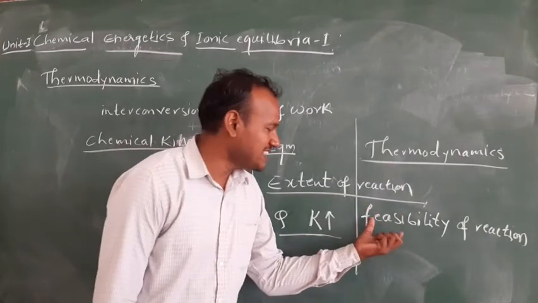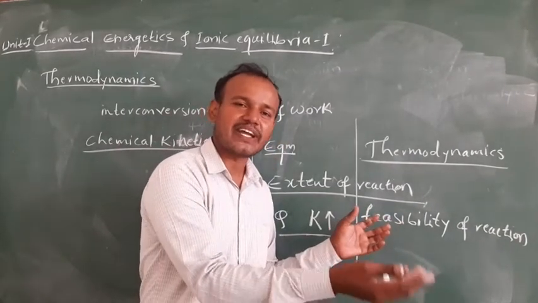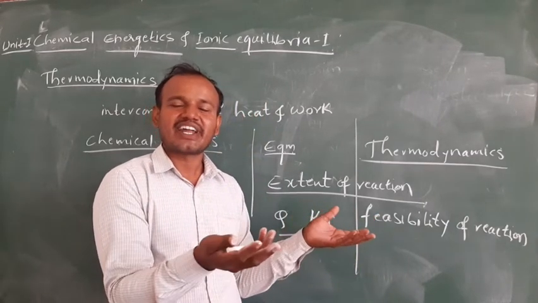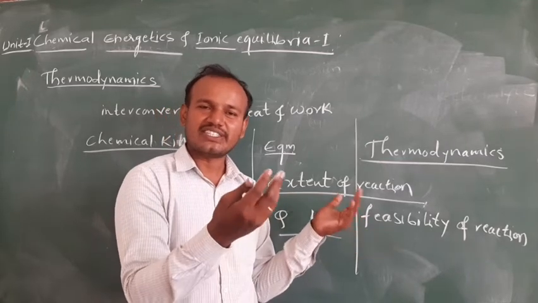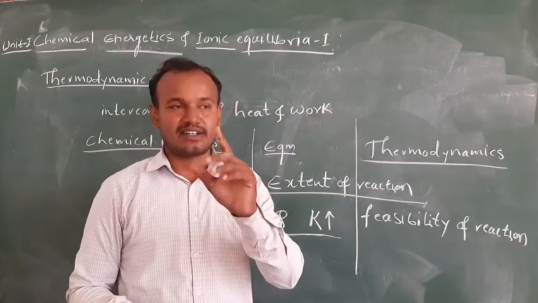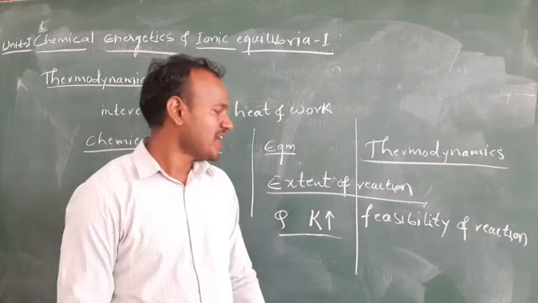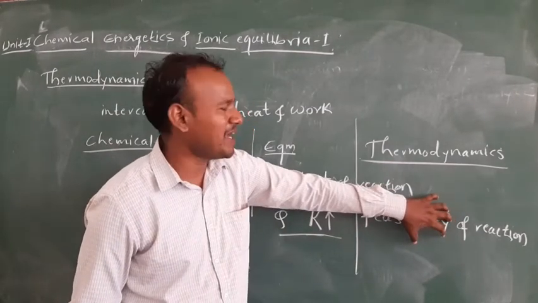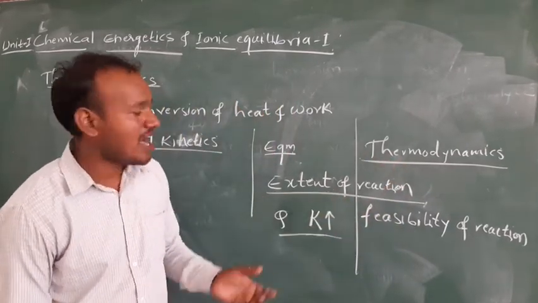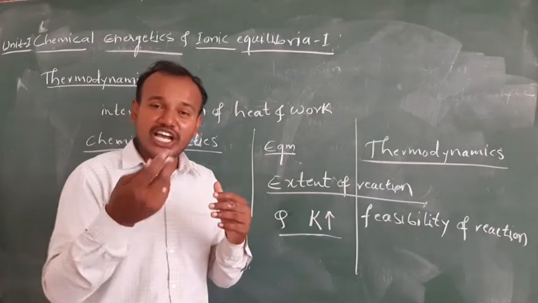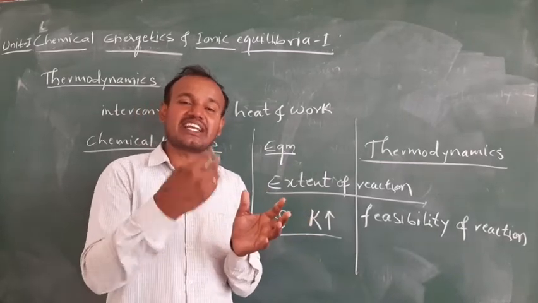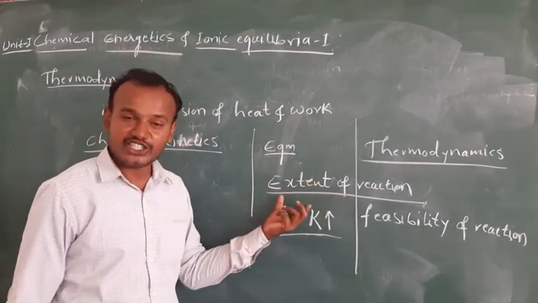Feasible means the reaction is going to occur on its own. Non-feasible means the reaction is not going to happen. That is called a non-spontaneous reaction. That reaction can also be made to occur, but only in the presence of an external aid. So this feasibility of a reaction can be studied, and you will get the answer after studying thermodynamics. After studying equilibrium, you can judge the extent of the reaction, whether it has completed to the maximum extent or a lesser extent. That is called the extent of reaction or the direction of the reaction.